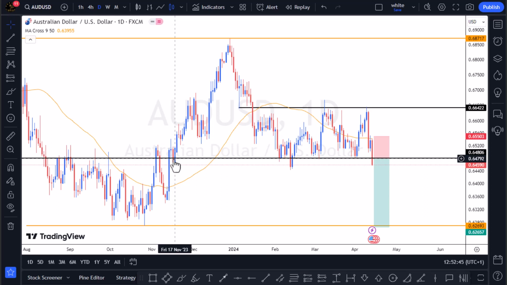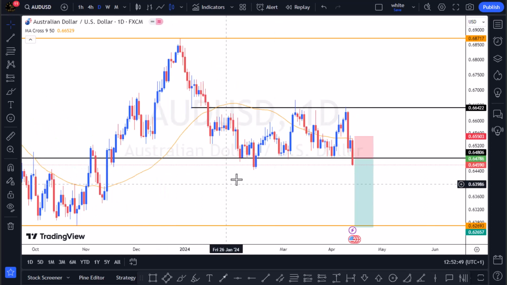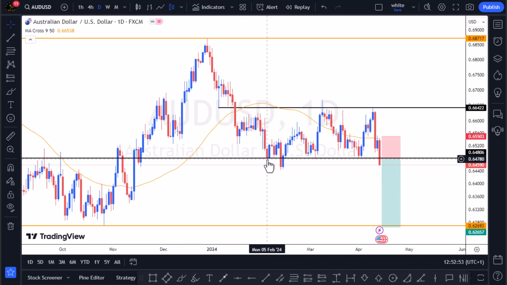That was on the 17th November 2023. We had it as a support as well on the 5th of February 2024. We had it as a support on the 14th of February 2024, as well on the 5th of March 2024. We have it as a support on the 2nd of April 2024. So this is a strong key level structure.